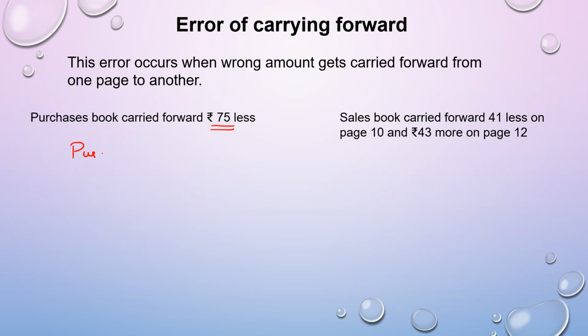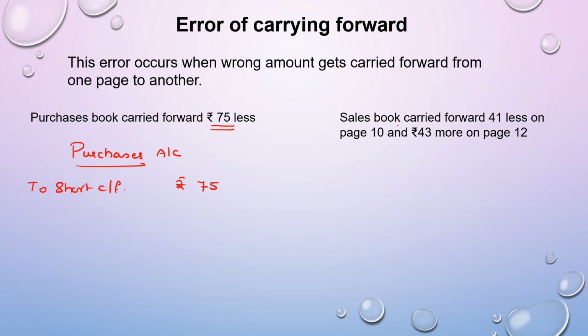In the purchases account, we would have to put on the debit side, to short carry forward, rupees 75. So whatever 75 carry forward less was there, which has gone to the total into the purchase account, now you're adding 75 to it and you're bringing it to the correct amount. So this way you will be rectifying this particular error.